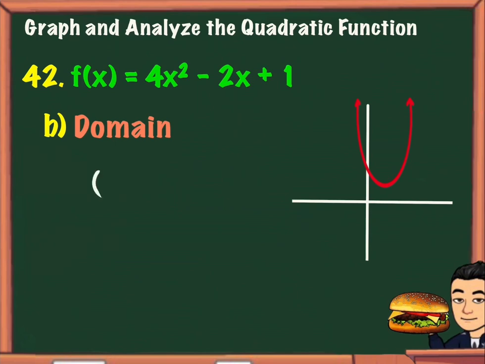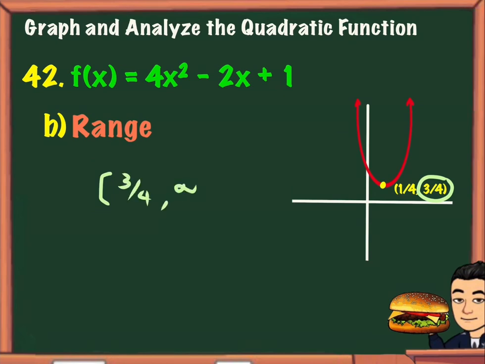So put the parentheses, negative infinity, comma, positive infinity. For range, it's going to be everything above the 3/4. That's the y coordinate of the vertex. So you can put bracket, 3/4, comma, positive infinity, parenthesis.